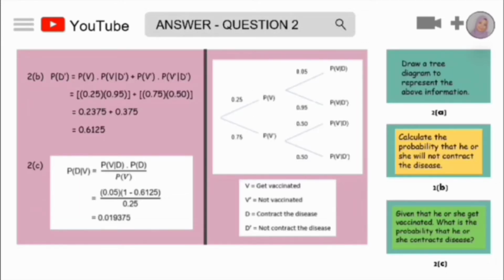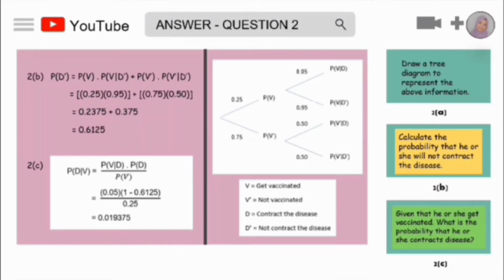Solution for question 2B. The probability of not contracting the disease, which is probability D prime, is probability V multiplied with probability D prime given V, and add the product of probability V prime with probability D prime given V prime. Then substitute all the values as has been shown. After we sum 0.2375 and 0.375, we will get the answer 0.6125.